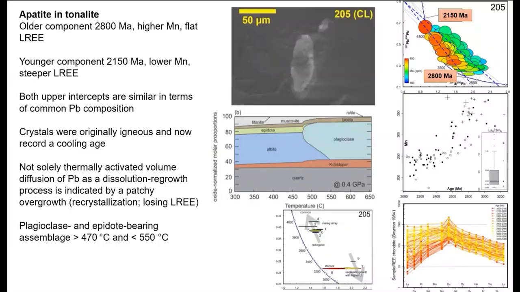Okay, so here's the apatite from the tonalitic component. We can see already texturally it's quite complicated, and it shows what looks like some recrystallization textures. The lead isotope data scatter. They don't simply form a single mixing line. And chemically, the apatite is also different.